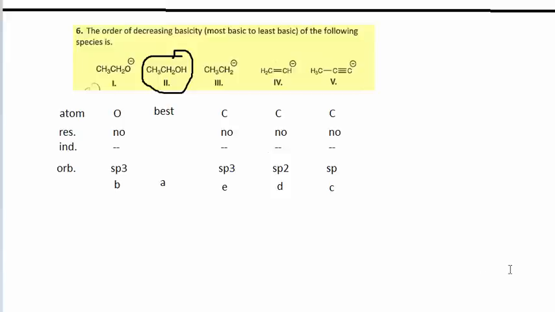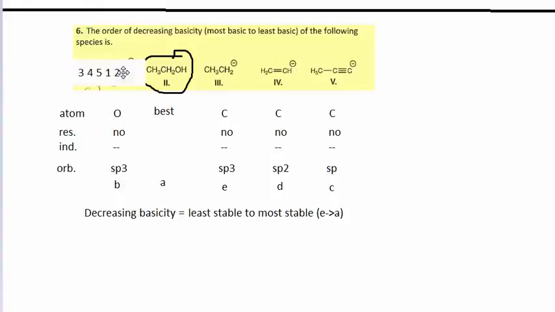We're told to rank these in regards to decreasing basicity. That means you're going from the least stable to the most stable, because the most stable one is going to be the weakest base, because remember its conjugate is the strongest acid. So again, we're going from E to A. Your ranking is going to look like this.